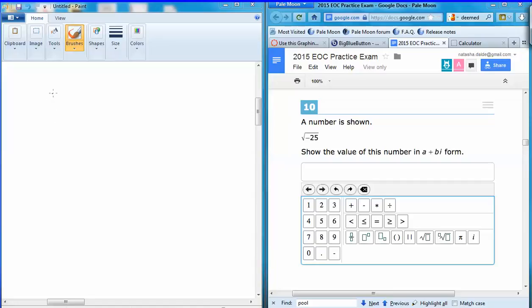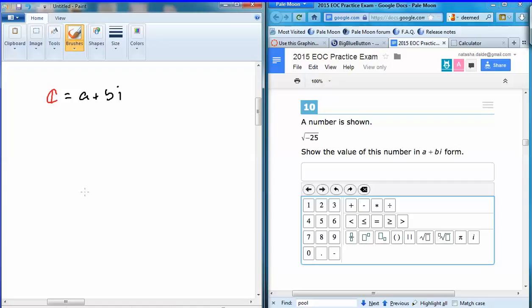Now, I don't know if you remember, but a complex number is equal to a plus bi. Cougar, you're absolutely right. The answer is 5i, but let me get there. A plus bi, that is a complex number.